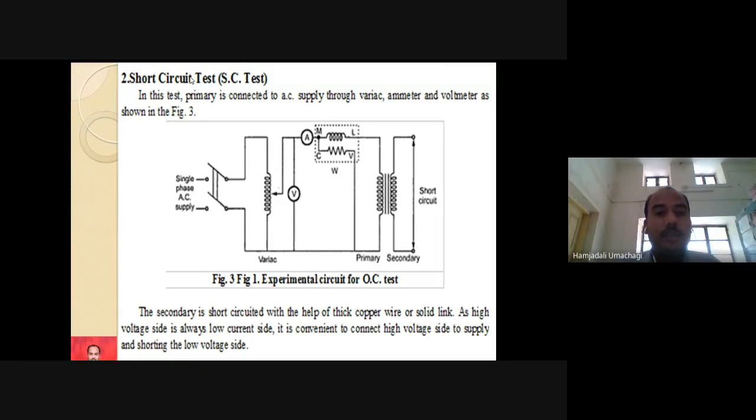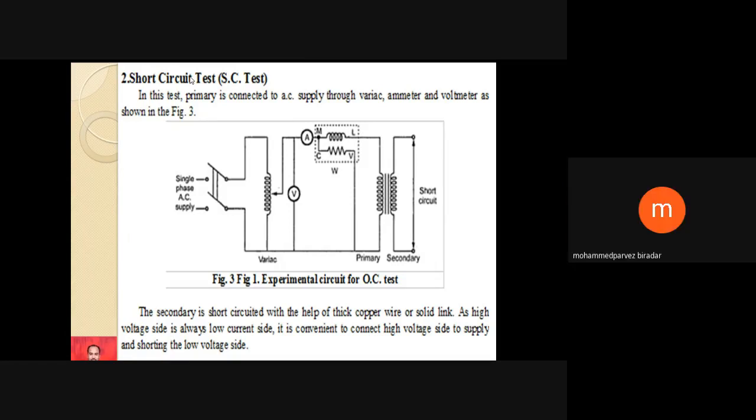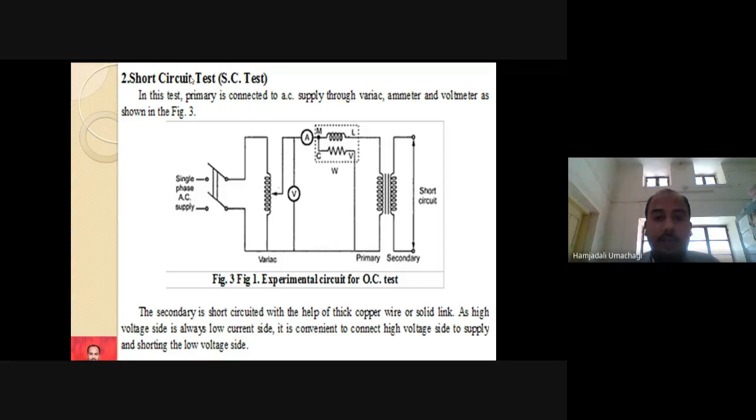When do you say a short circuit has occurred? In newspapers and TV channels, sometimes they show that a mall has undergone a short circuit, and many lives are lost. So when do you call that a short circuit? That condition is called a short circuit when there is an overflow of current.